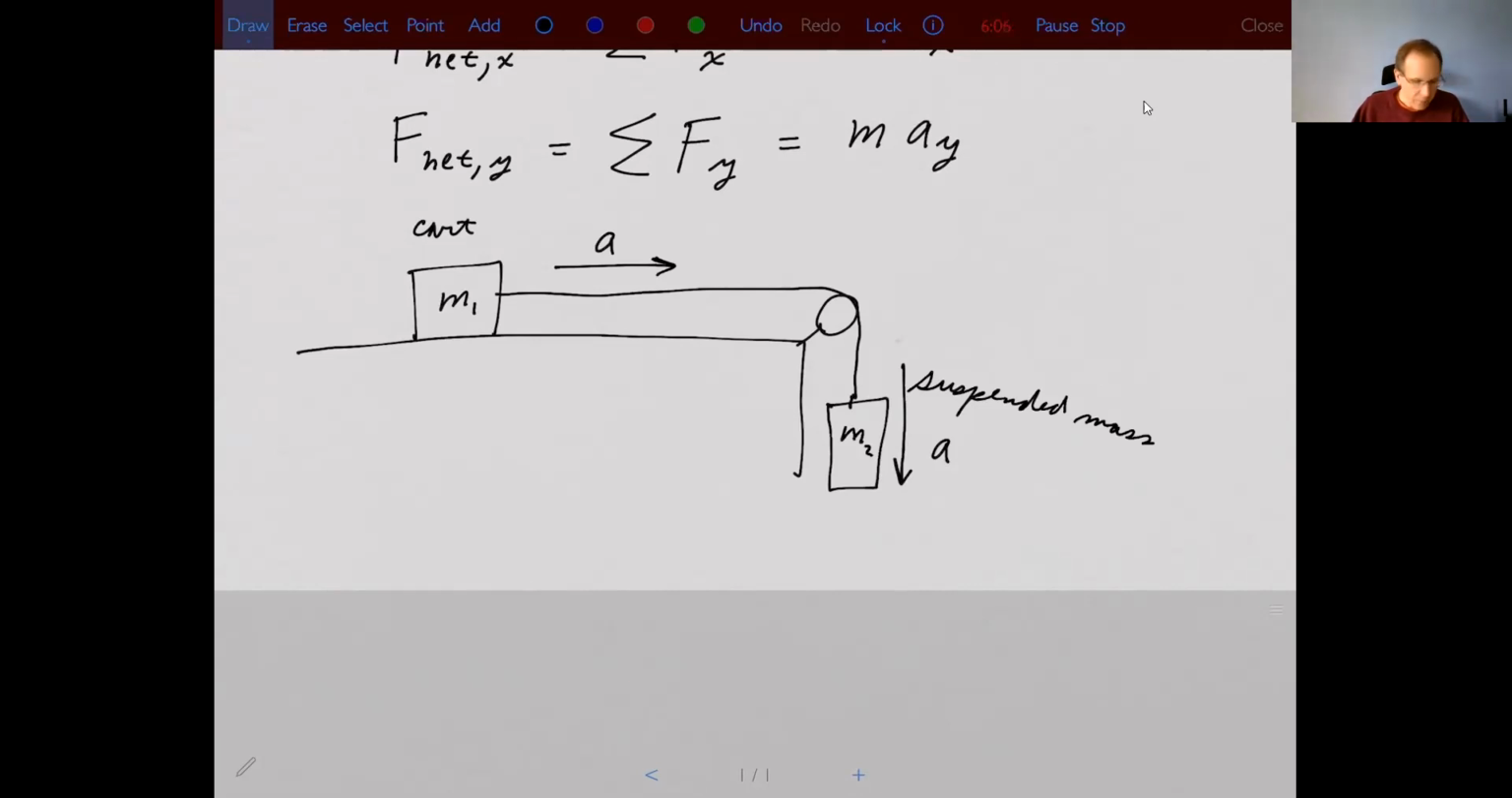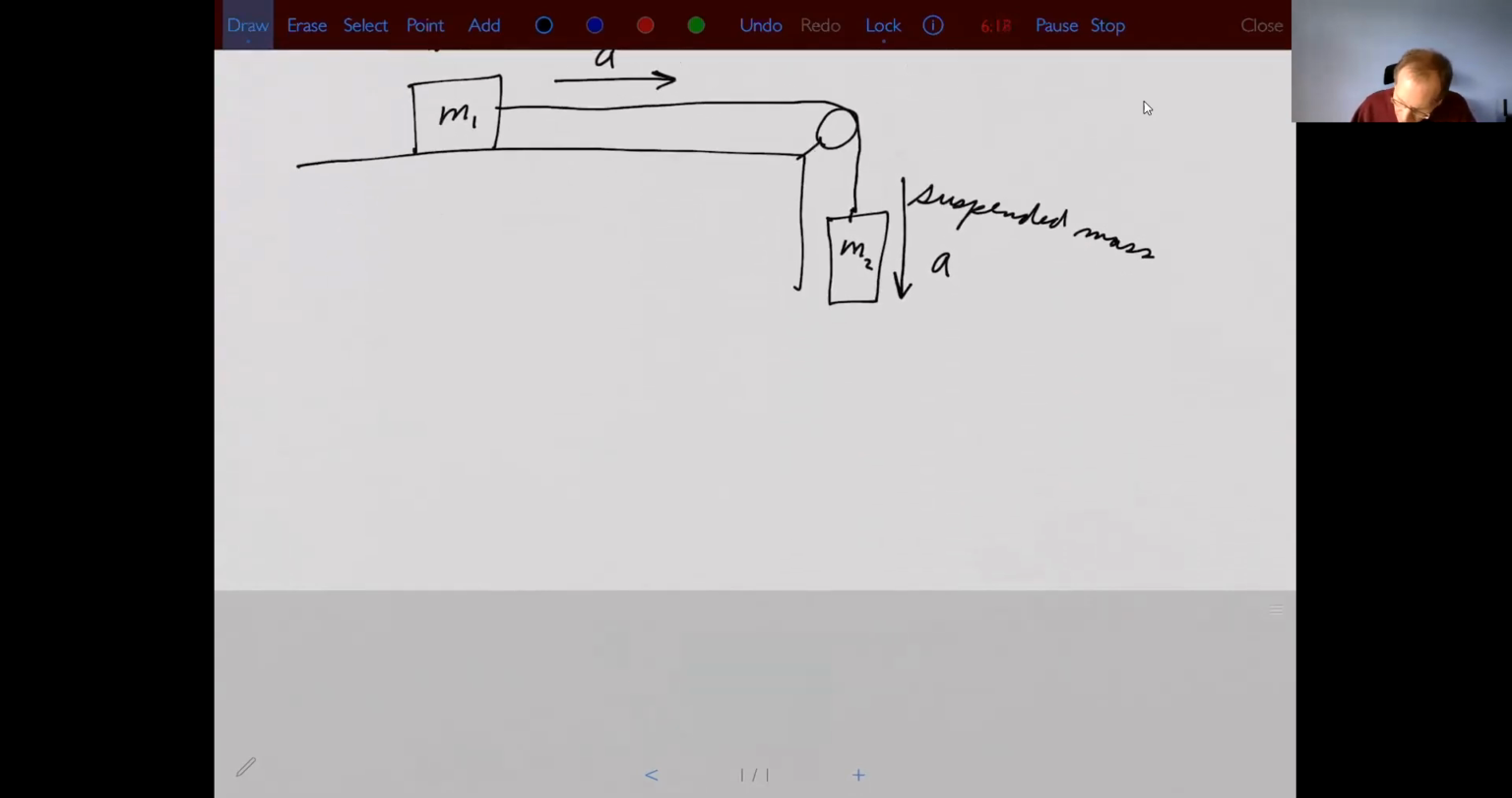Okay, so how do we figure out theoretically what the acceleration should be? Well, the first thing we want to do is focus on each object independently. So I'm going to start by looking at just the cart. And I want to create what's called a free body diagram. In other words, I'm going to take that cart, draw it separately, so it's isolated. And I want to draw all the forces acting on the cart, okay?